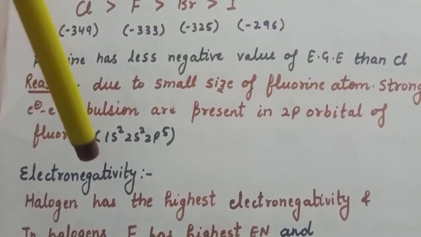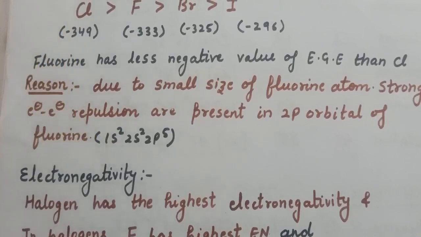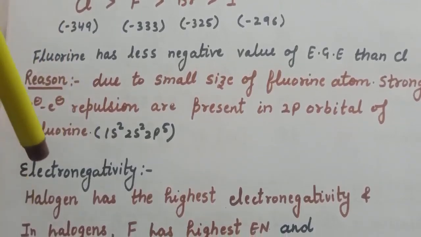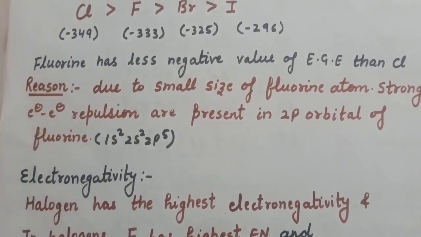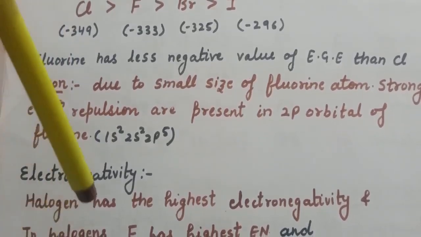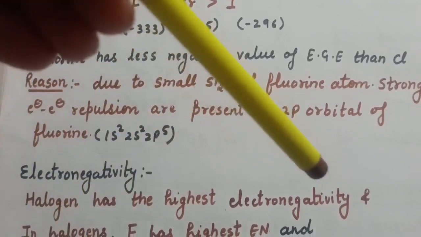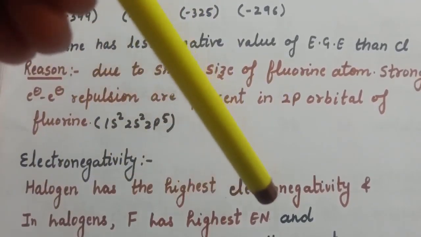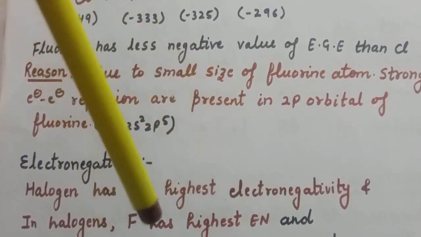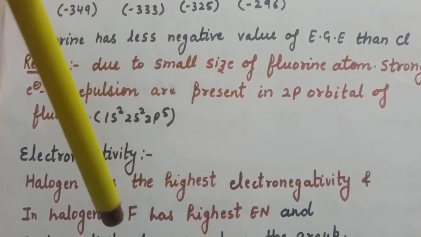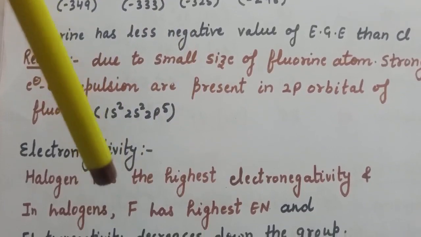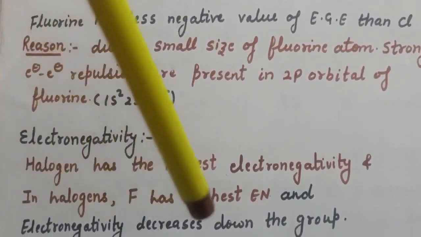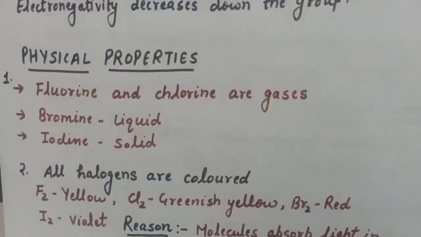Electronegativity is defined as the tendency to attract a shared pair of electrons, and group 17 elements are highly electronegative. Halogens have the highest electronegativity, and among halogens fluorine has the highest electronegativity, that is, it is the most electronegative element of the periodic table. Due to the increase in size from fluorine to iodine, electronegativity decreases down the group. So these are the atomic properties.